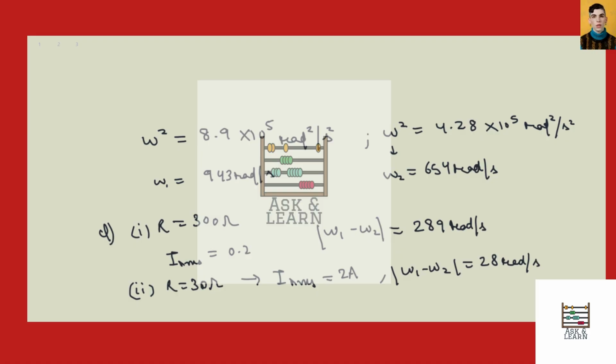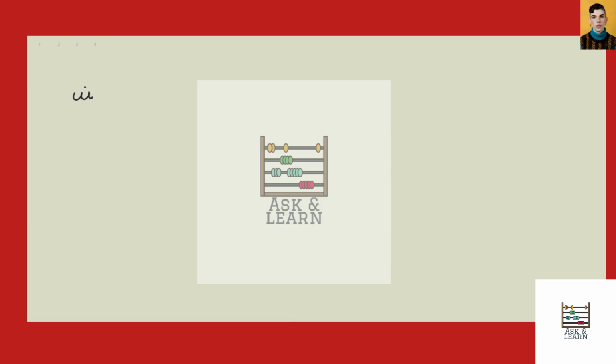Now we go to the third part of D part. We have R equals 3 ohm. So our IRMS becomes 20 ampere. The difference between omega 1 and omega 2 is equal to 2.88 radian per second.